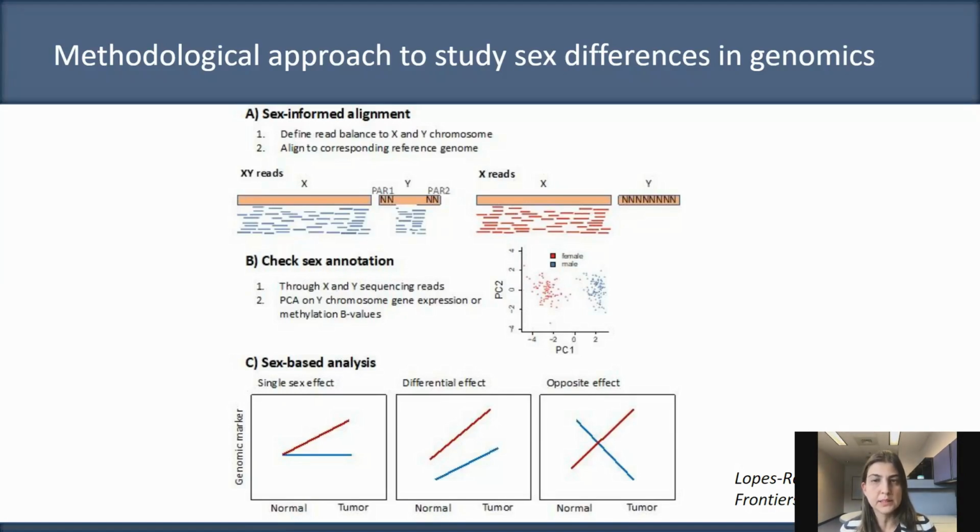We can also find some differential effects between the sexes and even some opposite effects. So if you see in the last plot, in females, in red, we see an increase in the genomic marker expression from normal to tumor. But in males, we see a decrease from normal to tumor, right? Imagine we had done this analysis, grouping all samples together and making only one plot. We probably wouldn't even see this effect because on average, the expression in normal and tumor is the same between all samples.